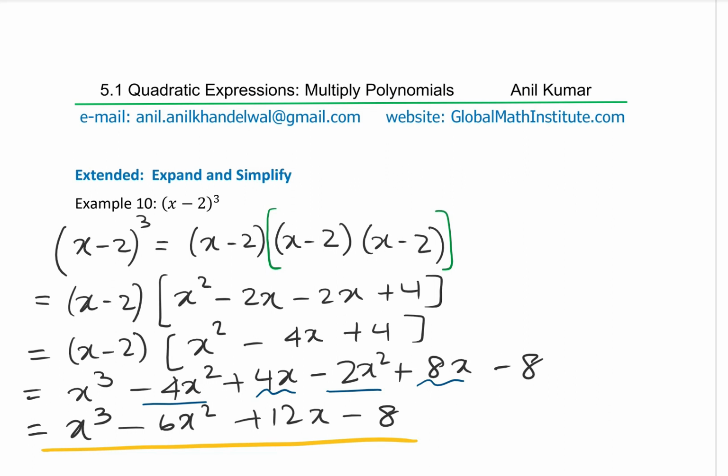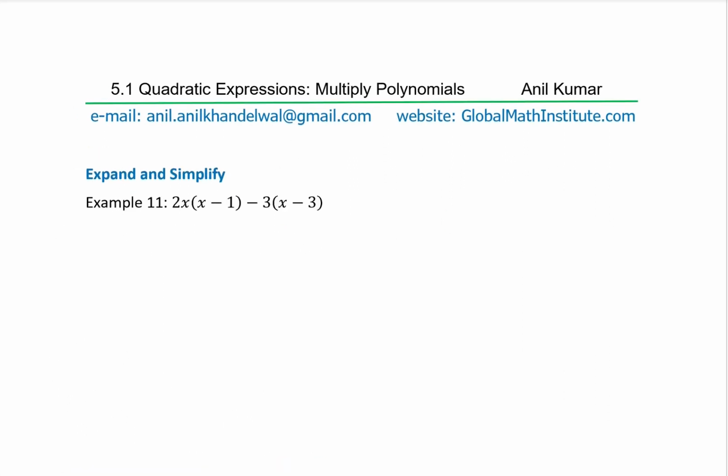So we are definitely giving the title as quadratic expression. But when you multiply polynomials, you could get higher degree polynomials. Let's look into the next example, which is again a combination of multiplication, addition, and subtraction. So let us see how to do this kind of question.